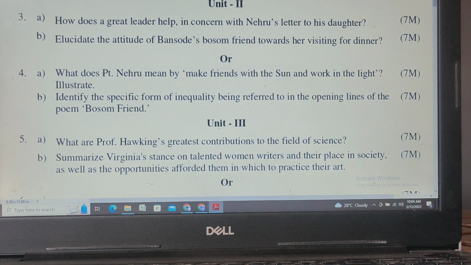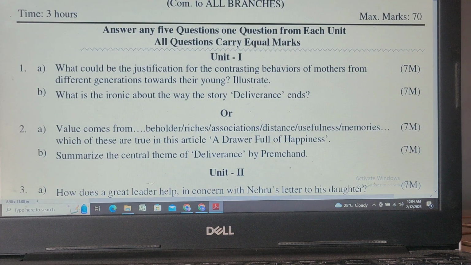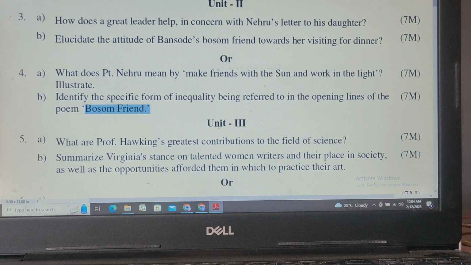Even or Pandit Nehru make friends with the sun. It's all about Nehru's letter to Indira, and B talks about Bosom Friend. That means to attempt a question from unit 2, you need to read Nehru's letter and Bosom Friend. As per the syllabus and as per the rule given, you have to answer any 5 questions by taking up the internal choice among these lessons. So in the first unit, you are preparing 2 essays, one for Drawer Full of Happiness, the other for Deliverance. And in the second unit, you are preparing 2 essays, Nehru's Letter to Indira and Bosom Friend.